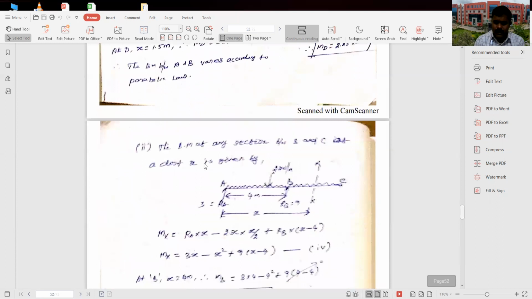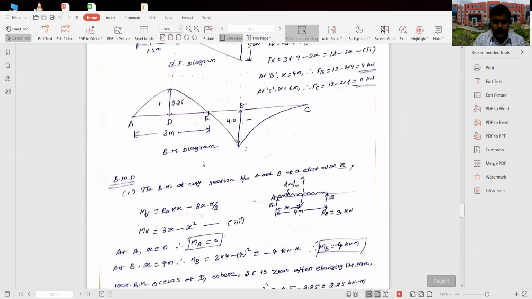Next, at point A it is 0, at point D the maximum is 2.25, at point B it is minus 4 kilonewton meter bending moment. Now you need to know the bending moment value at B and C. Therefore, what you have to do is take the section between B and C and find the bending moment value. Then I can get the moment at x. You can substitute x equal to 4 meter and x equal to 6 meter, and you will get the bending moment values at points B and C.